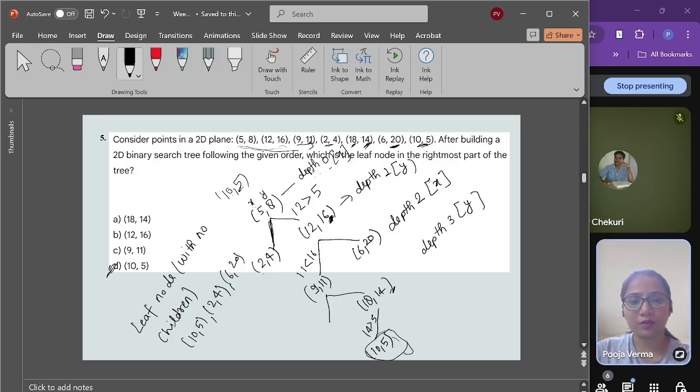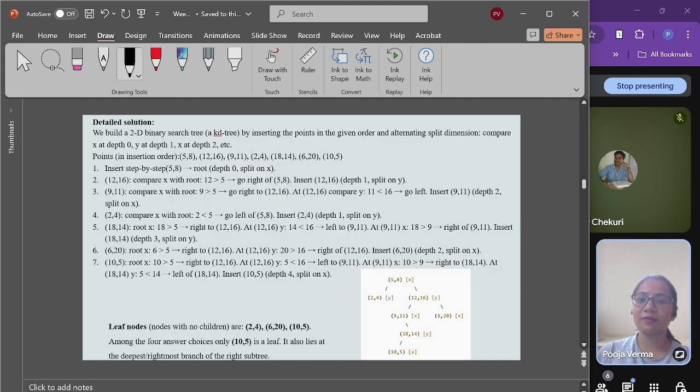So it is a rightmost part of the tree. Okay, 10, 5. Have you understood? A detailed solution I have given here, how to insert step by step. Already I have explained it here. You can take it from here. So the deepest and rightmost branch of the right subtree is the rightmost part of the tree. Okay. So you can see it later also. So have you understood this question? Can we move to the next question?